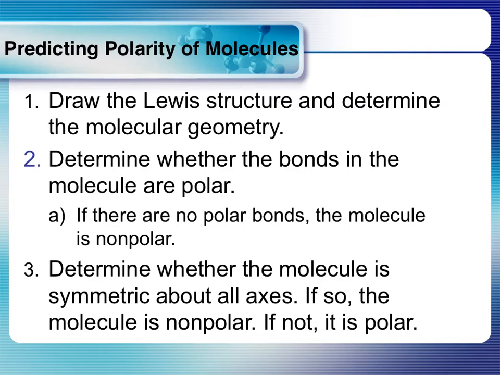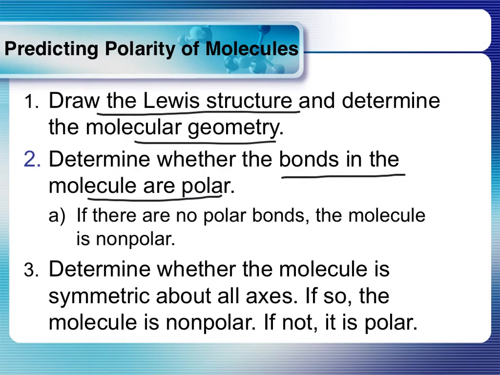All right, so the steps, if you're the type of person that likes to write down steps for predicting polarity: first thing you do is draw the Lewis structure so that you know the molecular geometry. That's critical to be able to do that. Then ask yourself whether the actual bonds in the molecule are polar. If all of the bonds are nonpolar, it's a nonpolar molecule. You don't have to do shape or symmetry. If there are polar bonds, then you have to determine whether the molecule is symmetric.